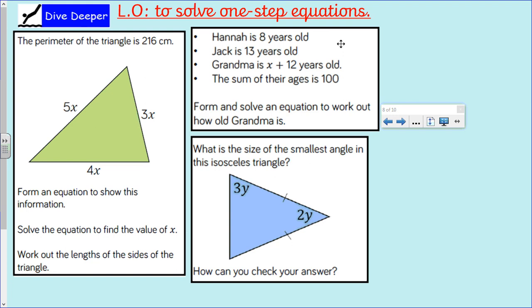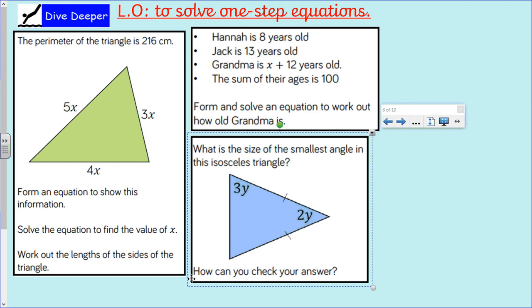Hannah is 8 years old. Jack is 13 years old. Grandma is x, so a number we don't know, add 12 years old. The sum of their ages is 100. Form and solve an equation to work out how old grandmother is. You might need a bar model to help you do that. You might not. Again, it's one that I'd have to sit down and spend a couple of minutes thinking through.